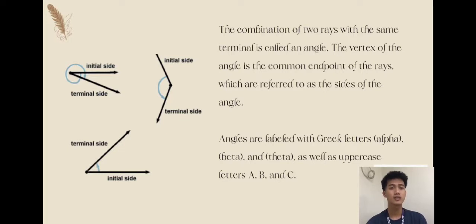So first, what is an angle? By definition, an angle is a measure of two rays with the same terminal, or a measure of a turn. The vertex of an angle is the common endpoint of the rays, which are referred to as the sides of the angle. Basically, an angle is formed when two straight lines or rays meet at a common endpoint. It is labeled with Greek letters alpha, beta, and theta, as well as uppercase letters.